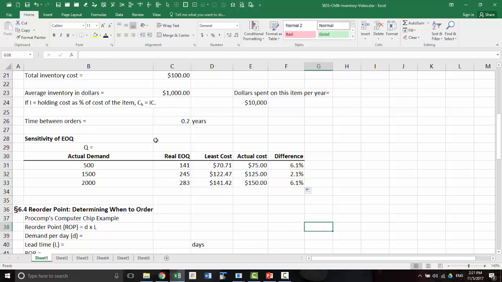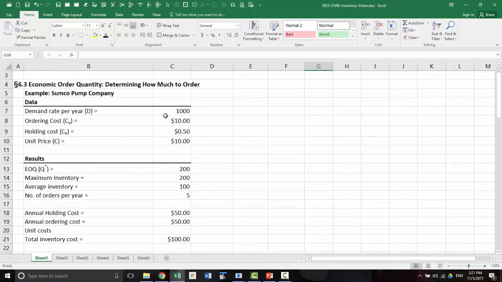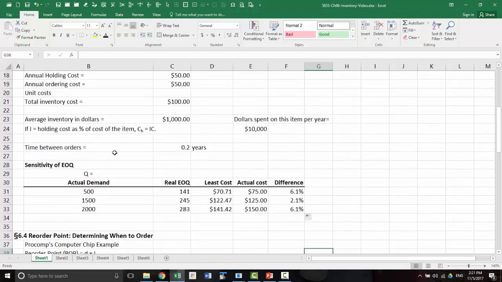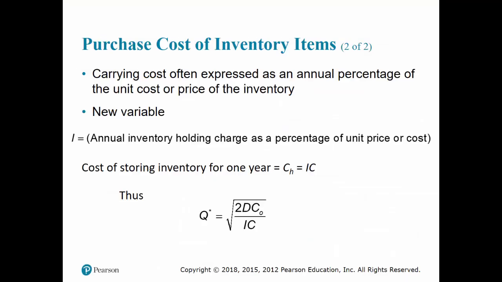And we can do similar sensitivity analysis for the other two parameters here, ordering cost and holding cost. We can set up a table and keep those costs variable and see what happens to the total cost, how much deviation we end up with when we do not properly estimate these costs.